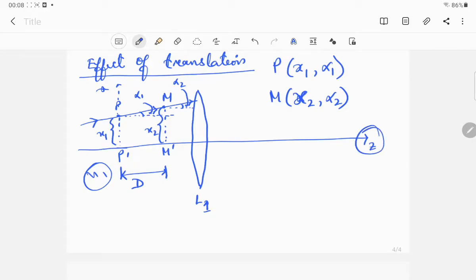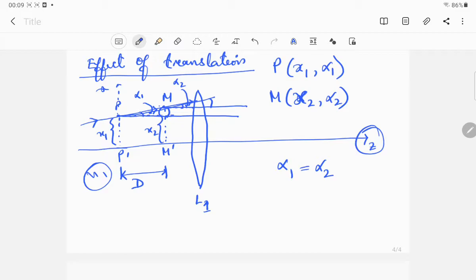Now you can see that at the point P and at the point M, these two lines are parallel to each other, isn't it? So this line is going like this. Ultimately this angle and this angle are equal. So from geometrical principle we can write down that alpha 1 equal to alpha 2.